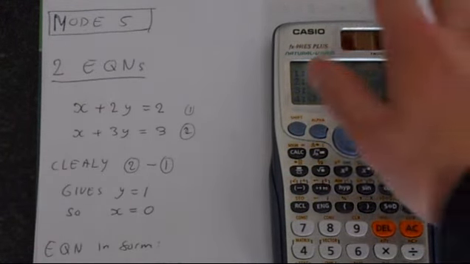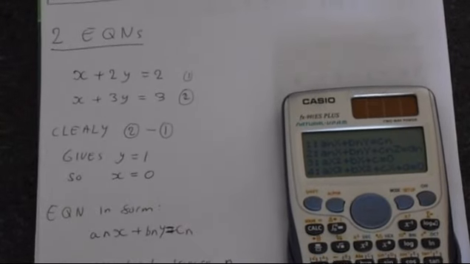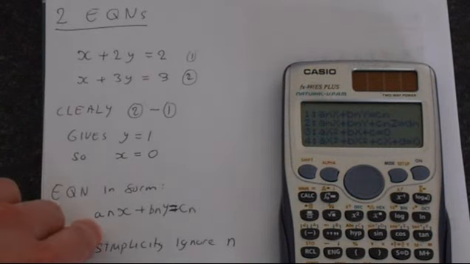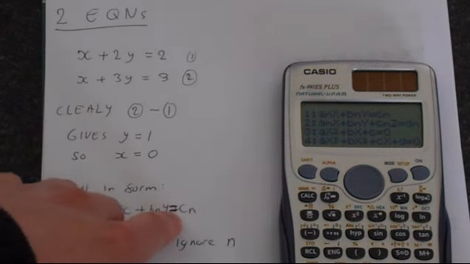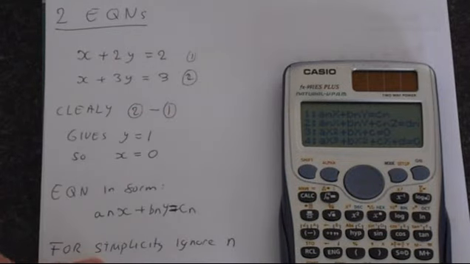So let's do this on a calculator. So I need to pick which one we've got. We've got the equation in the form anx plus bny equals c. So this is option 1 here. For simplicity I would say just ignore the n.